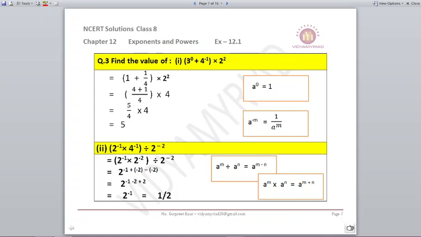So 2 raised to power minus 1 multiplied by 2 raised to power minus 2 divided by 2 raised to power minus 2. In the case of multiplication, we will add the powers. In the case of division, we will subtract. So I have written it in one line. When you open the brackets and solve it, you get 2 raised to power minus 1, which is equal to 1 upon 2.